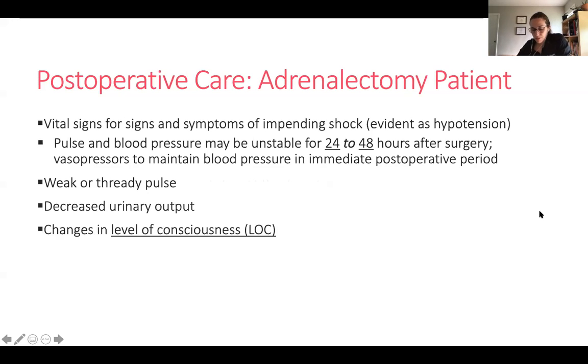So then post-operative care, these patients are usually monitored in the ICU for a couple of days. You want to monitor them for signs and symptoms of hypotension or impending shock. Their blood pressure will be pretty unstable for the first couple of days after surgery, so they might have to be on pressors to maintain their blood pressure. Pay attention to their pulse closely. They might have a weak or thready pulse.